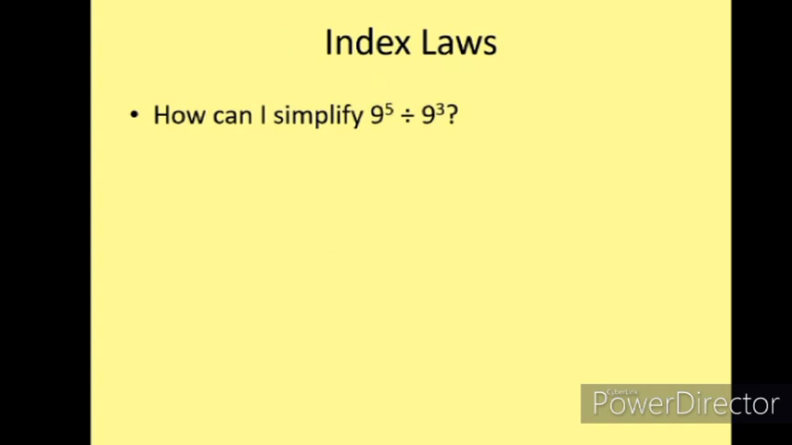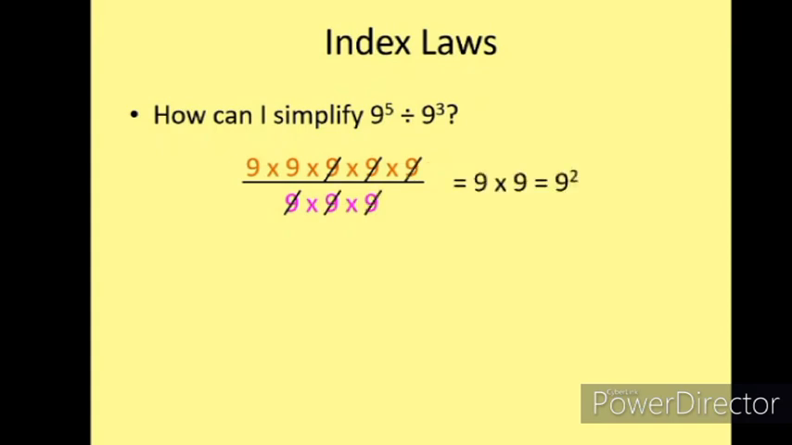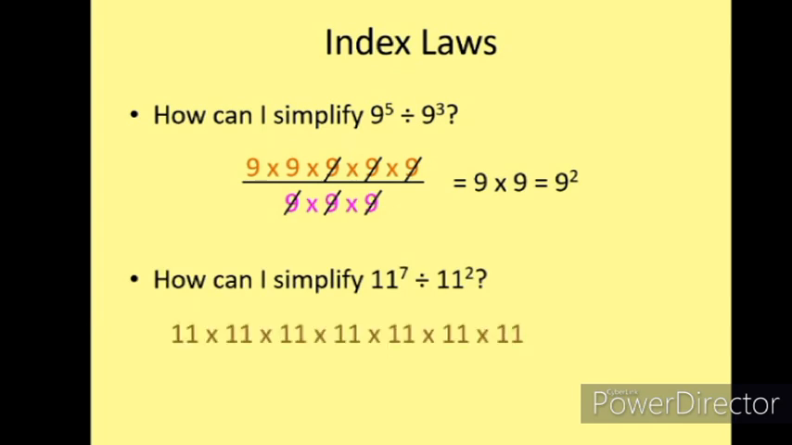Right, dividing. It's exactly the same apart from you're subtracting. Let's see how it works. Write 9 5 times. At the bottom, I write 9 3 times. And essentially, I just cancel one off from the top and bottom, top and bottom, top and bottom. And I'm actually left with 9 squared. Okay, same as 11 to the power 7 divided by 11 to the power 2. I write 11 7 times, do my divide sign, I write 11 twice. I cancel down any numbers that are the same. And I'm left with 11 to the power 5.